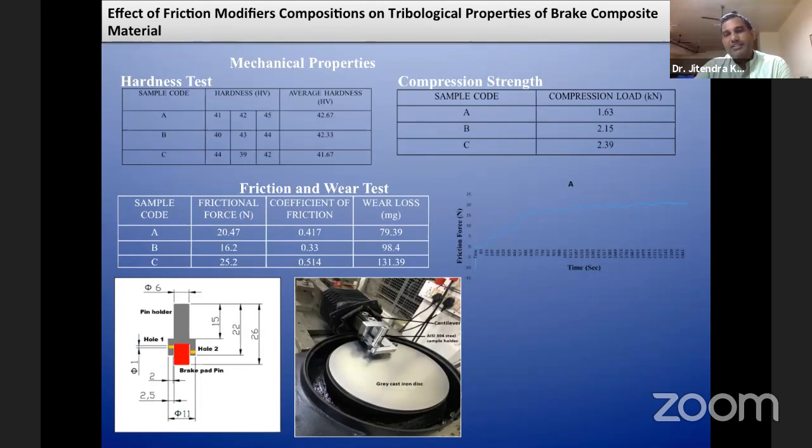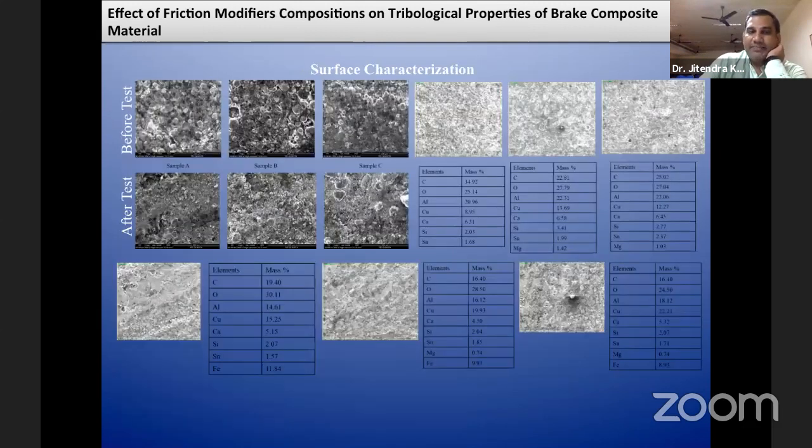So optimum friction in brake material is required. After and before the test, we also characterized the surface through SEM and EDX, and we found that this particular surface is very good.